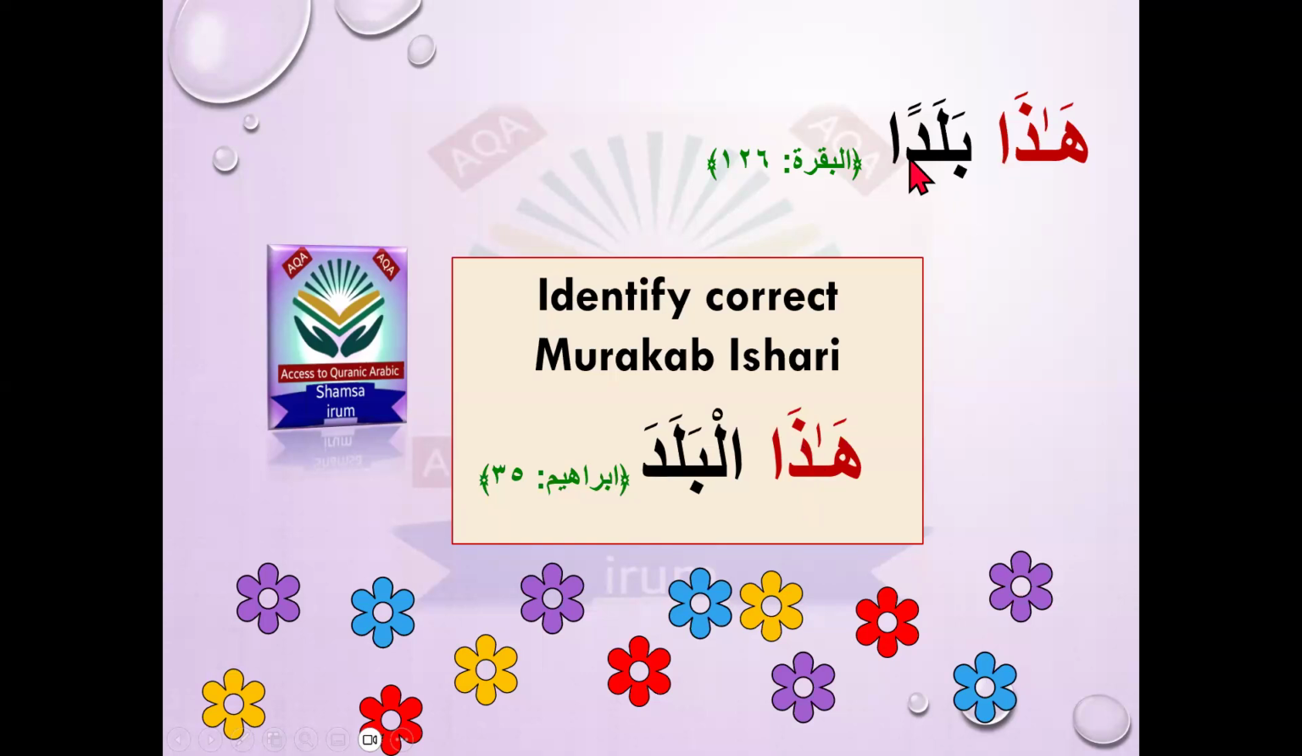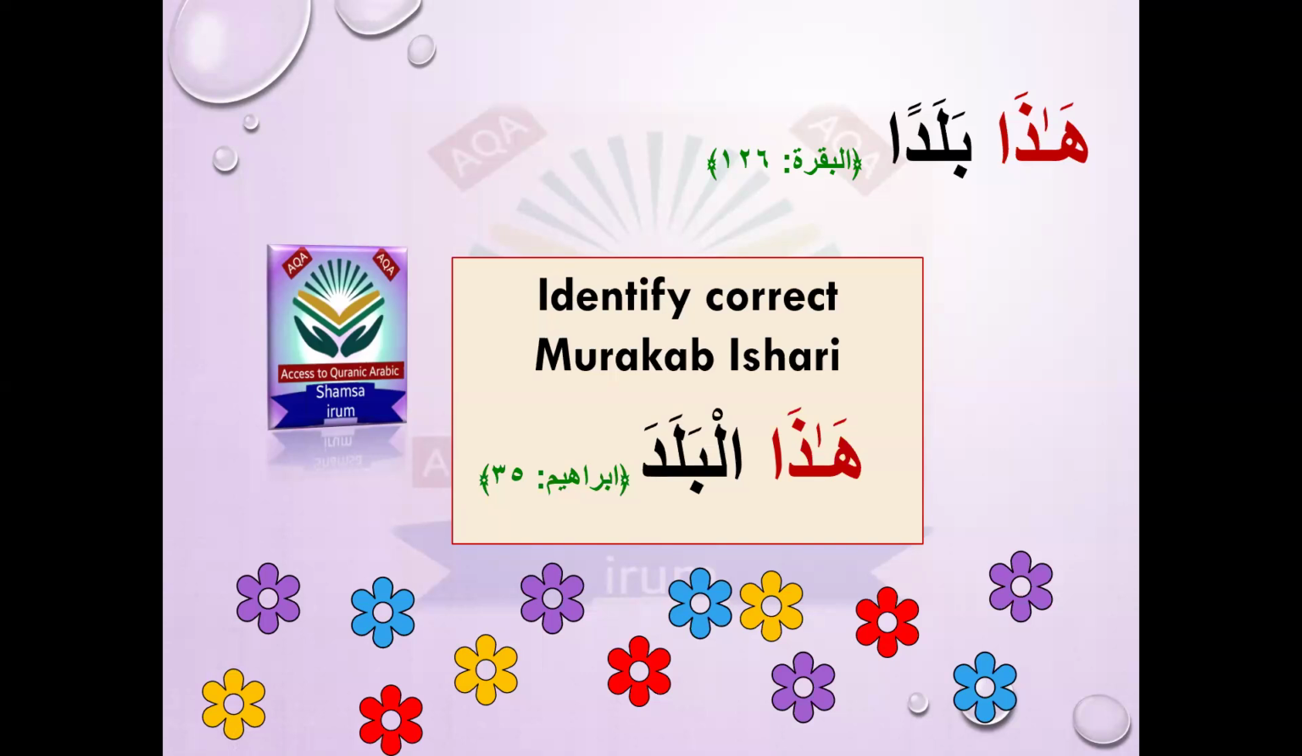And why is this not murakkab ishari? Because there is no al in the beginning. The second part is not definite by al, so it is not musharun ilayh. If it is not musharun ilayh, it means it's not part of the demonstrative phrase. So if it is not part of the demonstrative phrase, then it is not a murakkab ishari.